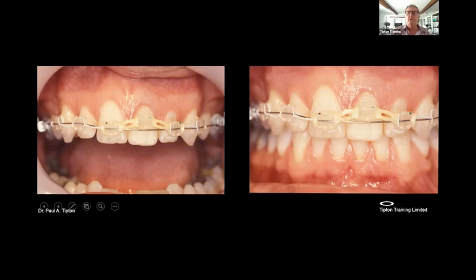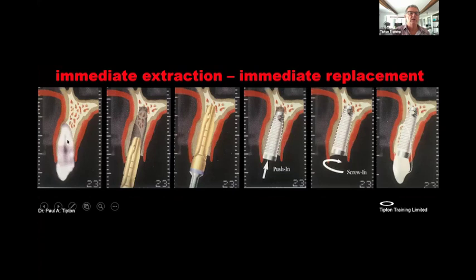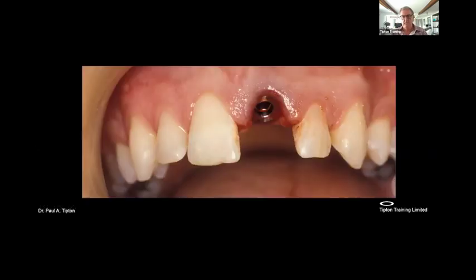So once the 1 month of orthodontics has been completed, we're now going to take that tooth out, and we're going to do an immediate replacement. So we're going to prepare our site, place the implant, and then put a prototype in place. So this is what we've now done. The implant is in place.